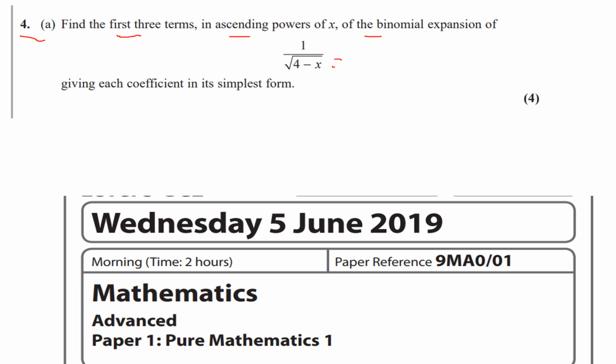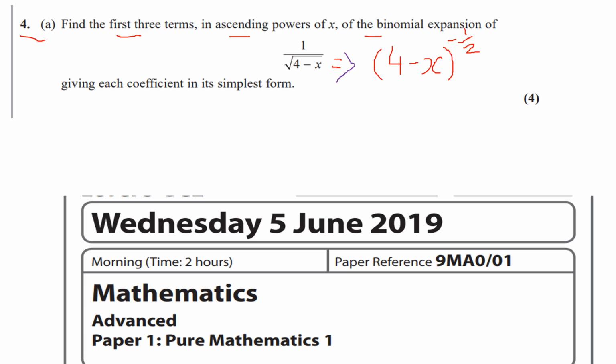Step 1, write this in index form. I'm going to have 1 times brackets 4 plus x to the power of minus a half. The negative power does the reciprocal, makes it 1 over. The power of a half makes it the square root. Again, if you need to revise this, check out my GCSE maths playlist for fractional and negative indices. Hopefully you're happy with that step.